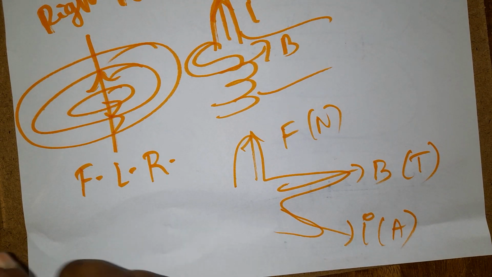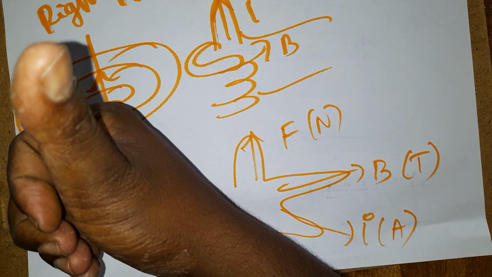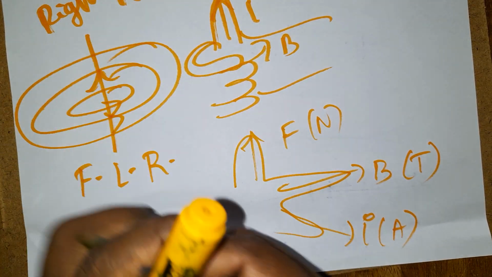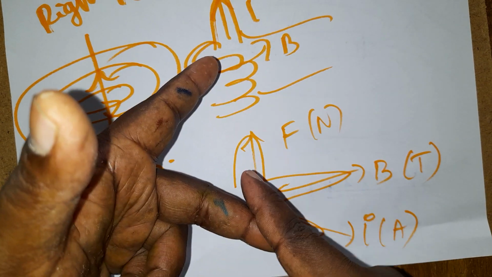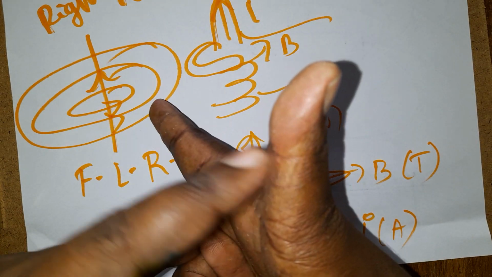Okay, there are three rules: right hand thumb rule, current and magnetic field representation. Fleming left hand rule, FBI: force, magnetic field and current. Fleming right hand rule, FBI.